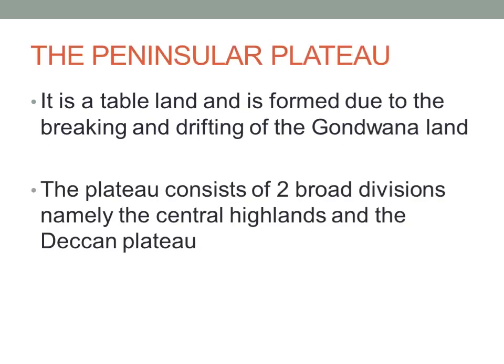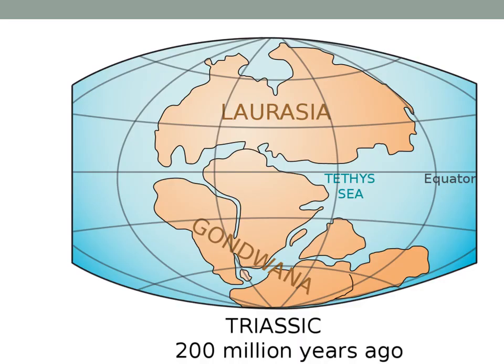The peninsular plateau. It is a tableland or flat land and is formed due to the breaking and drifting of Gondwana land. The plateau consists of two broad divisions, namely the Central Highlands and the Deccan Plateau. Children, you might have seen the Gondwana land drifting. So it's a picture for you to understand.